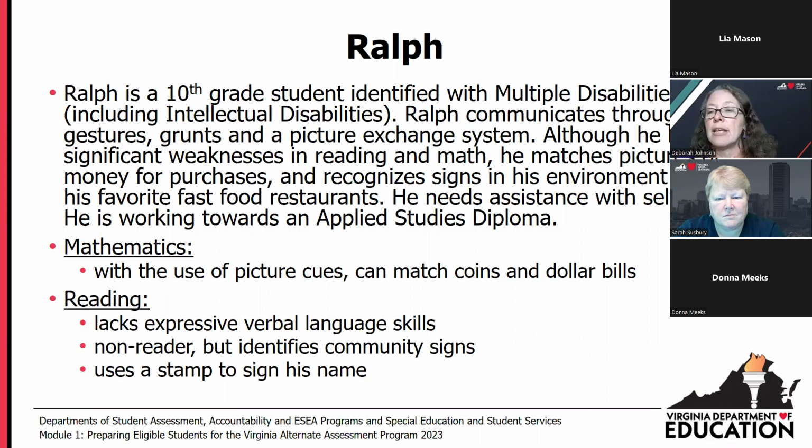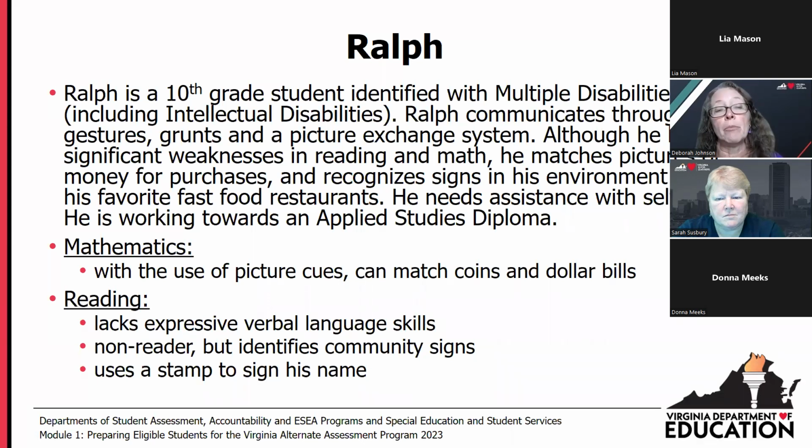Although he has a significant weakness in reading and math, he can match pictures of money for purchases and recognize the signs in his environment, such as in his community, his favorite food restaurants. He does need assistance with self-care, and he's working towards an applied studies diploma.